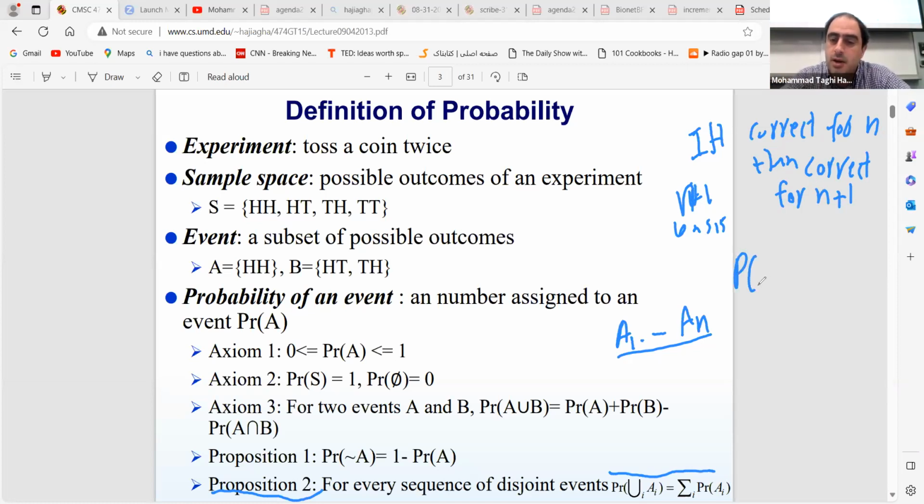The probability of the union of A_i with I equal to 1 would be just the probability of A1, which is equal to the sum with I equal to 1, so it is the probability of A1. That is the basis of induction, and it is trivial. Generally, it should be trivial. Now, the main part is the induction hypothesis: it is correct if we have N sets. Now, what about if we have N plus 1 sets?